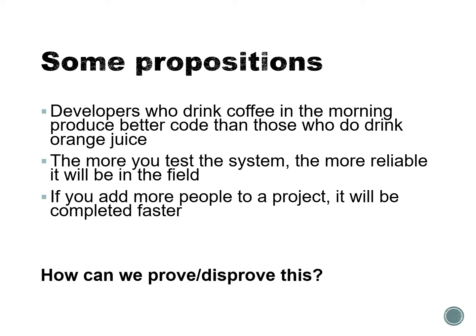So, in all these situations, how do we prove or disprove these things? We more or less can give an opinion on all of these things. On the last two parts, there are examples which definitely tell us that they are not necessarily true. On several occasions they might be, but not necessarily always. And the first one, the developers who drink coffee in the morning produce better code than those who drink orange juice in the morning, might actually be very difficult to prove or disprove because the people are not the same.